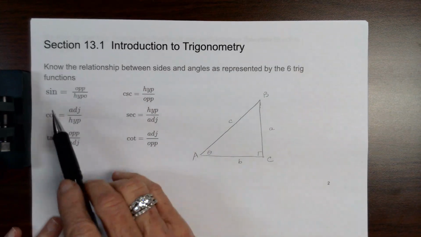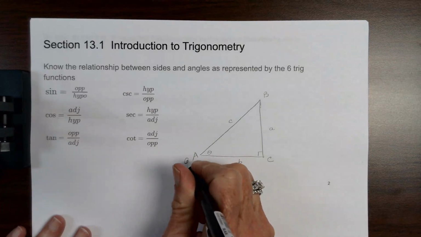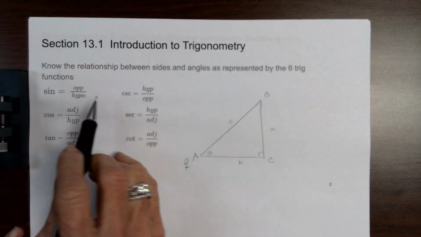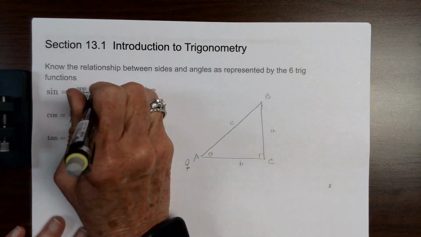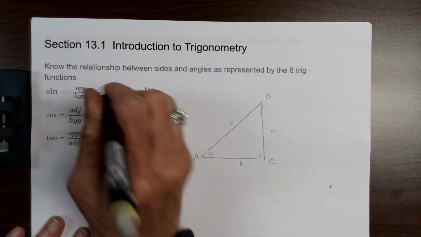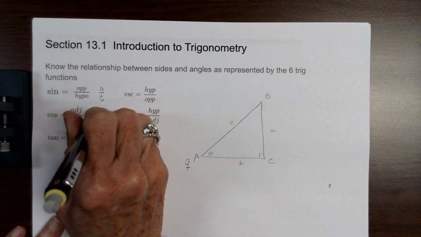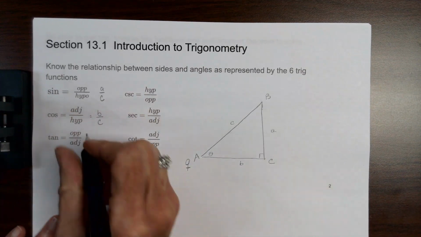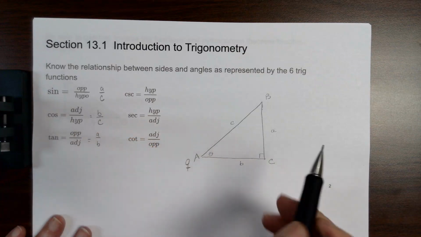6 trig functions. Obviously, if I am standing here at angle A, then I am looking for the sine of angle A, and it is opposite over hypotenuse, so it would be A over C. Cosine is adjacent over hypotenuse, so it would be B over C. Tangent is opposite over adjacent, which is A over B.